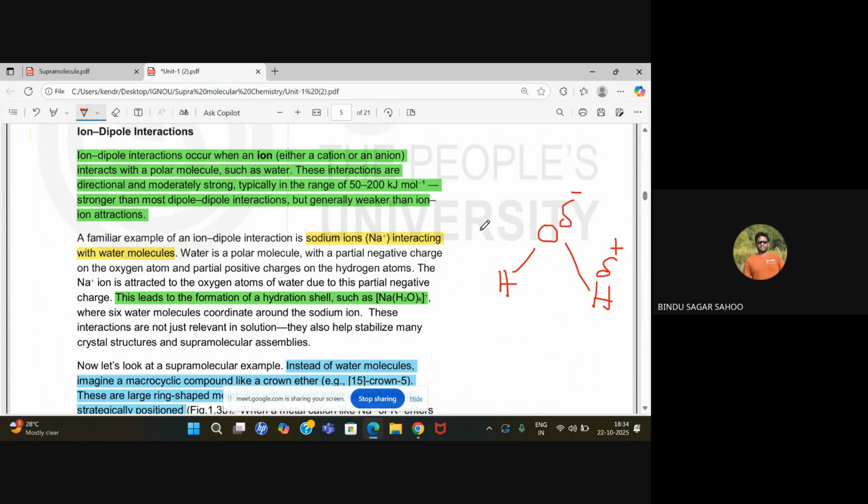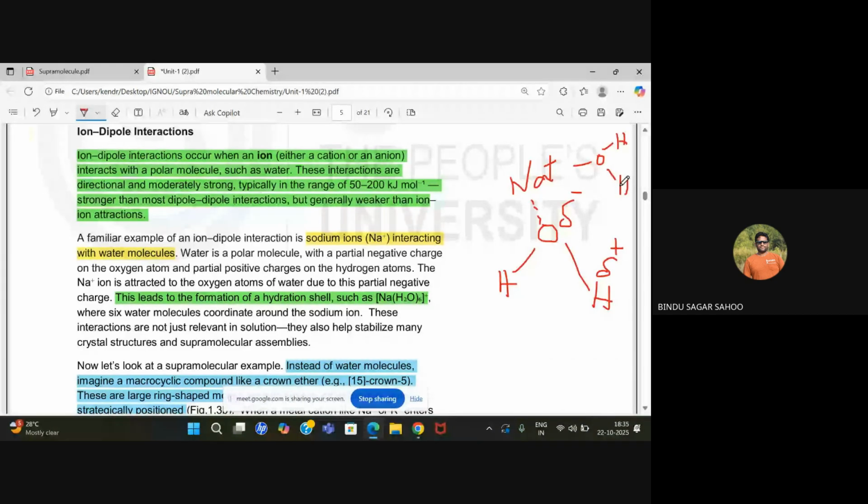A similar case occurs in sodium chloride. If you add sodium chloride to water, the Na plus ion will be attracted to and surrounded by a huge number of water molecules, or I can say particularly it will be attracted by 6 water molecules, and they will form a hydration sphere like that.